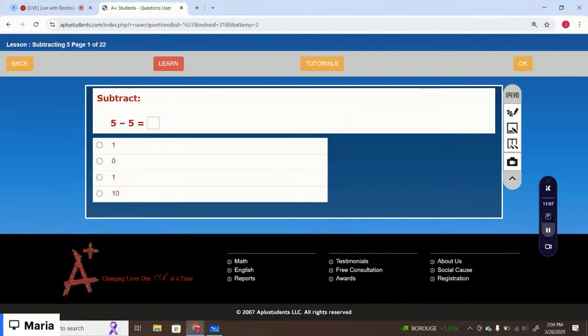Let's just start with the test questions. 5 take away 5. Subtracting a number from itself always makes a 0. So 5 take away 5 is 0. Option number 2 is the correct option.